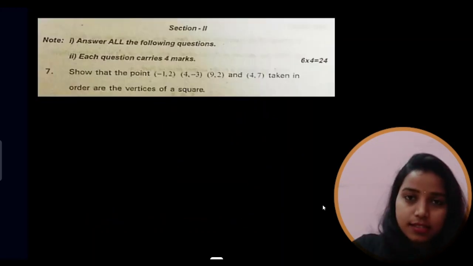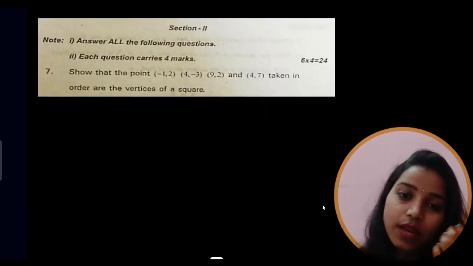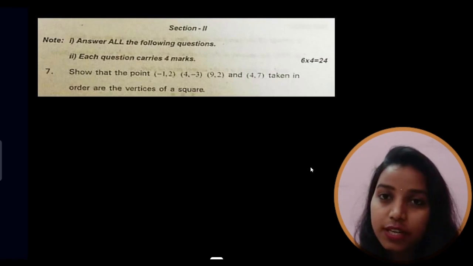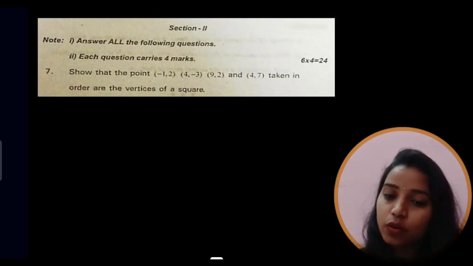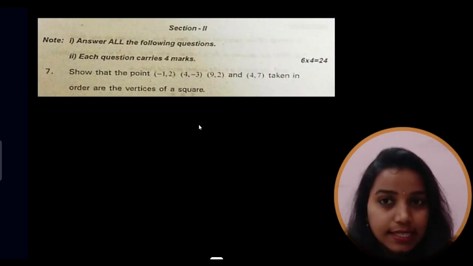Then next, section B, I mean section 2. Every question gets 4 marks. How many questions do we need to answer in this section? 6 questions. So the maximum marks we can get from this section is 24 marks. Now let's see the question.